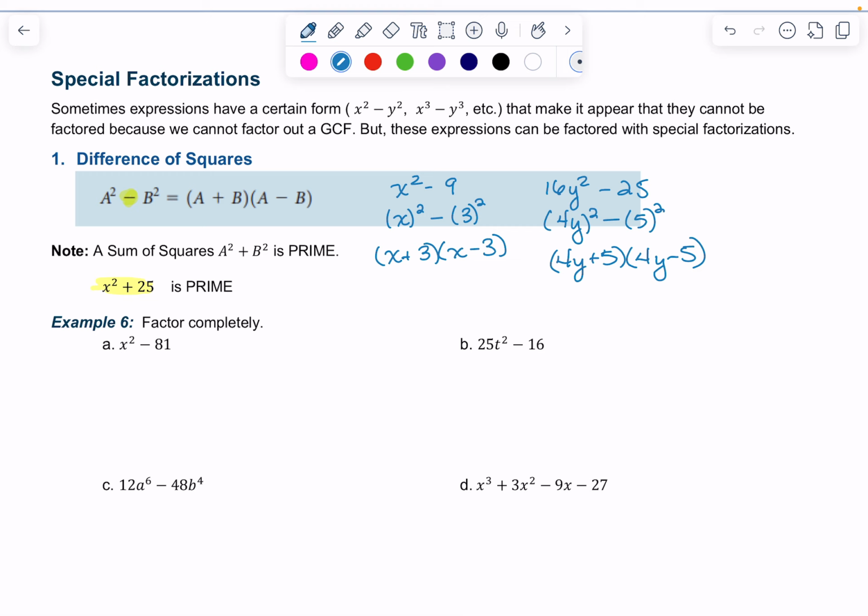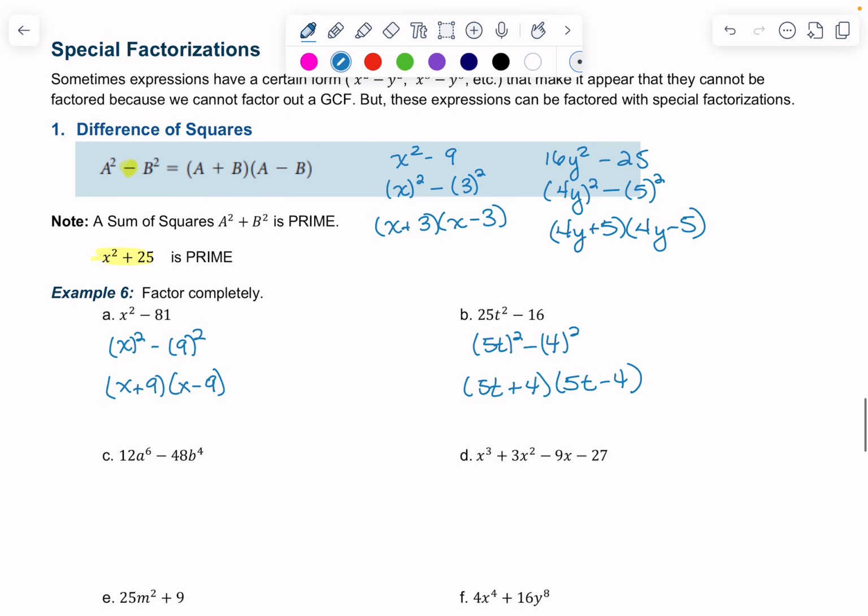If I look down here at my x squared minus 81, then I'm looking at x squared minus 9 squared. So I get x plus 9 times x minus 9. If you want to pause and try b, you can. What we have here is 5t squared minus 4 squared. So that's going to give me 5t plus 4 times 5t minus 4. Nice to be able to do that amount of work, right?